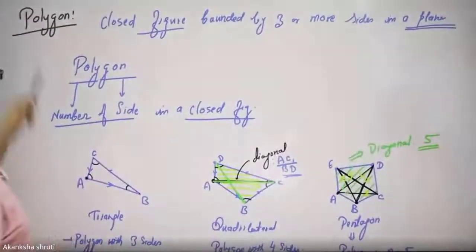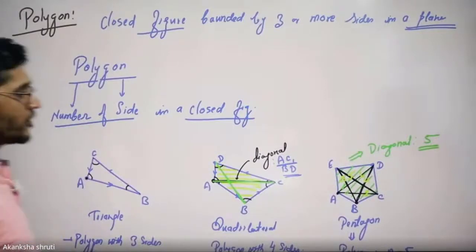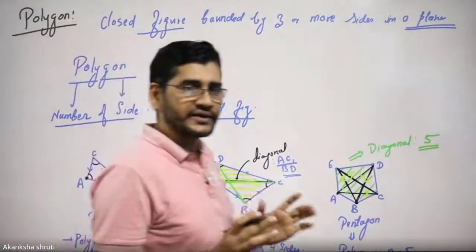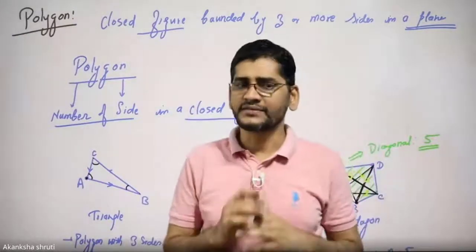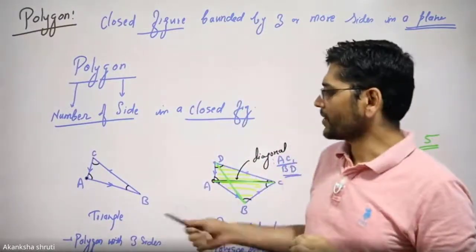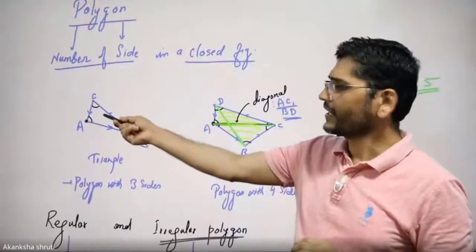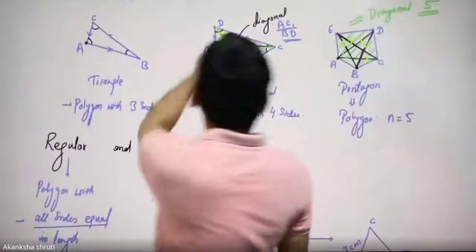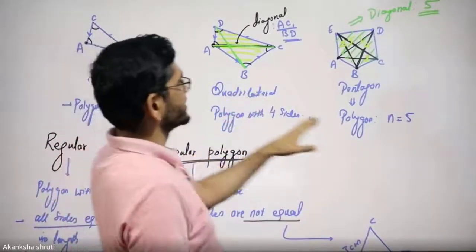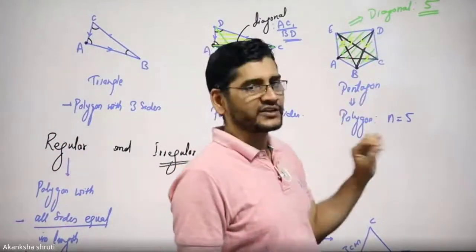Next, we have started with the polygon. Polygon means any region or area which is bounded by sides or line segments. The minimum number of line segments required is 3, and the polygon formed is called a triangle. If it is 4, then it is called a quadrilateral. If it is 5, it is called a pentagon.